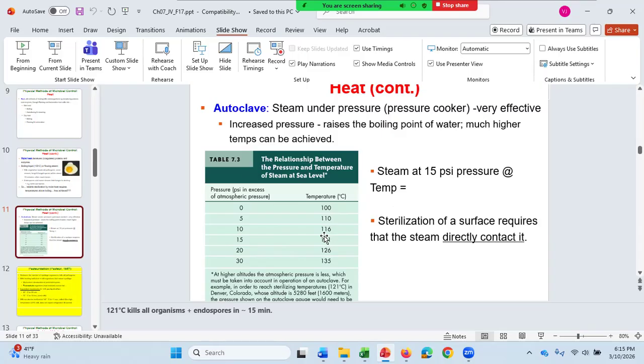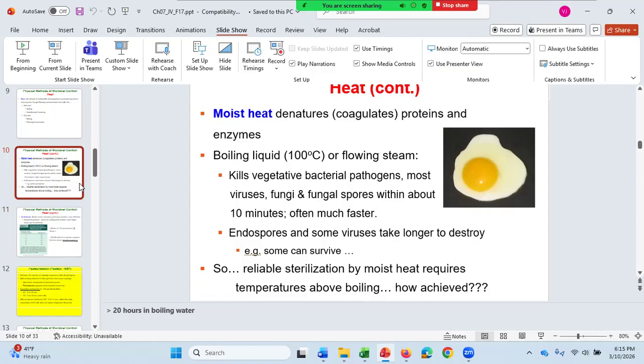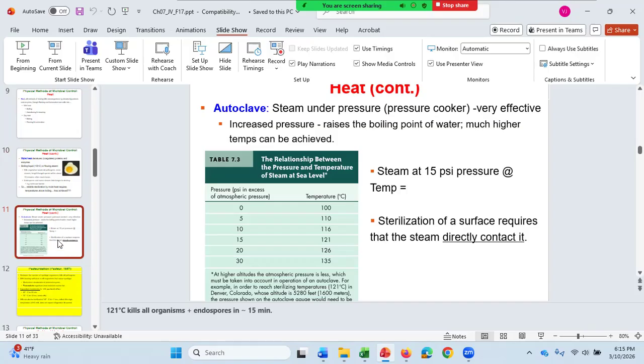On the other hand, if you were trying to kill something else, like Mycobacterium tuberculosis, it has mycolic acid in the cell wall. And so the mycolic acid can withstand treatment much longer, although an autoclave would kill it because it's high enough pressure, high enough temperature that the endospore would be killed by an autoclave.